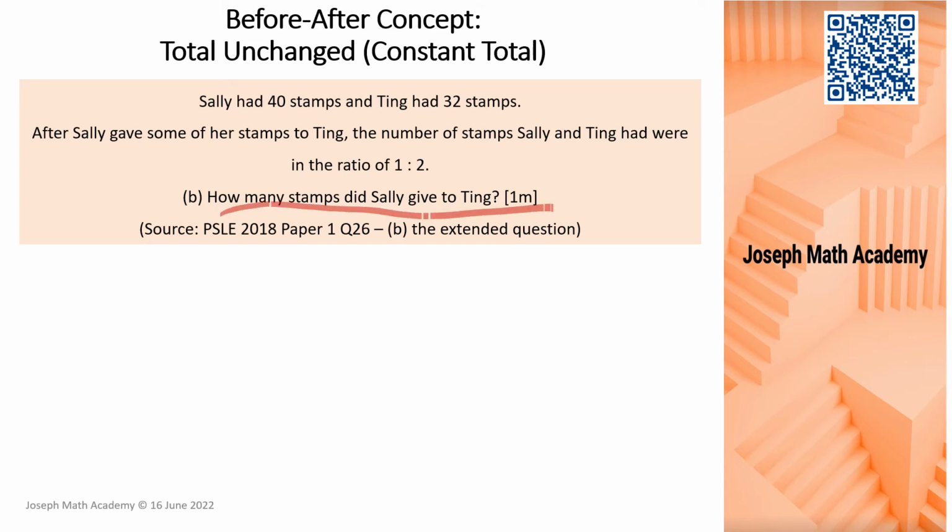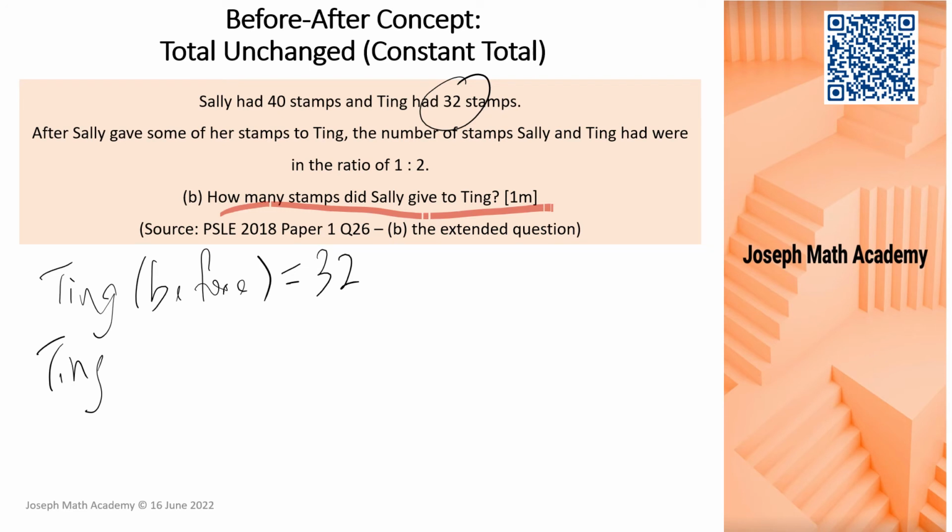Okay, I purposely extended one part of it so that it will become a 3-mark question because I'm just curious. I want to know how many stamps Sally gave to Ting. All right, so we know that Ting received from Sally. So I'm going to do something a little bit different. Now we know that Ting before, she had 32 stamps at first. In part A, we know that Ting had 48.